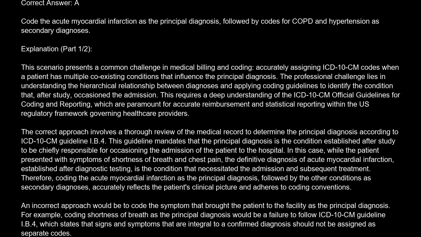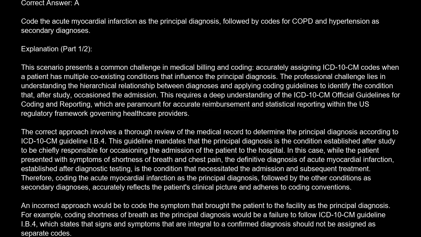Explanation. This scenario presents a common challenge in medical billing and coding, accurately assigning ICD-10-CM codes when a patient has multiple coexisting conditions that influence the principal diagnosis. The professional challenge lies in understanding the hierarchical relationship between diagnoses and applying coding guidelines to identify the condition that, after study, occasioned the admission. This requires a deep understanding of the ICD-10-CM official guidelines for coding and reporting, which are paramount for accurate reimbursement and statistical reporting within the U.S. regulatory framework governing healthcare providers.